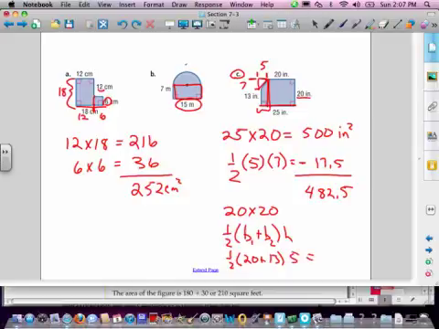And let's just double check that, make sure that works. 20 plus 13, and then divide that by 2. And take that times 5, and we would get 82.5. This would be 400, and guess what? We get 482.5. So we could do it either way.